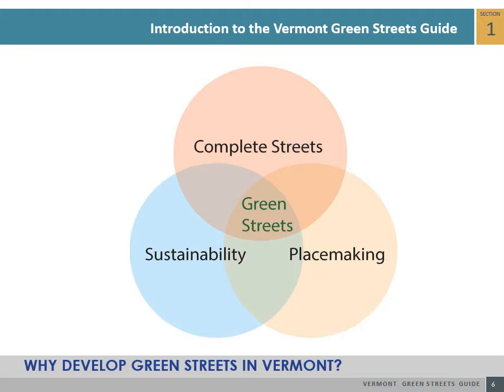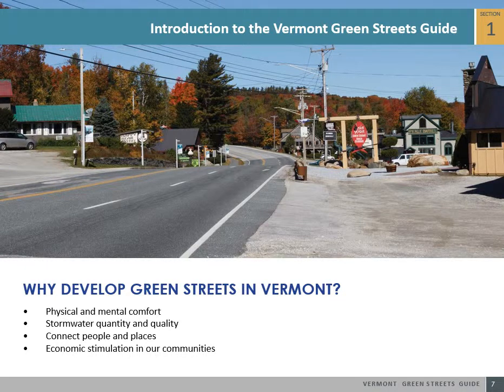This guide was created to help community leaders evaluate the role of their streets and parking lots against the three pillars of a green street: sustainability, complete streets principles, which lead to a more inclusive environment, and social connections created through placemaking. Specifically, green streets were developed to enhance our streetscapes for the physical and mental comfort of people and other living beings, impact stormwater quantity and quality, connect people to places and each other through multimodality and accessibility, and invest in quality of life by investing in economic stimulation in our communities.